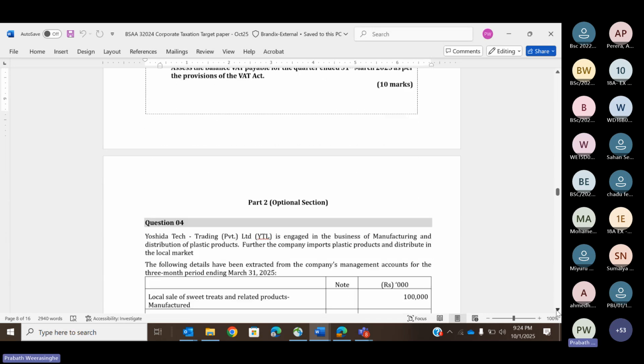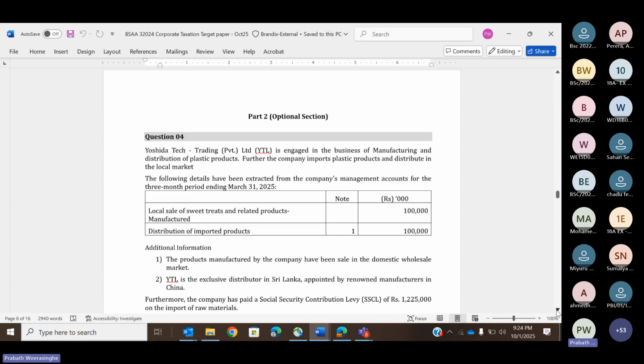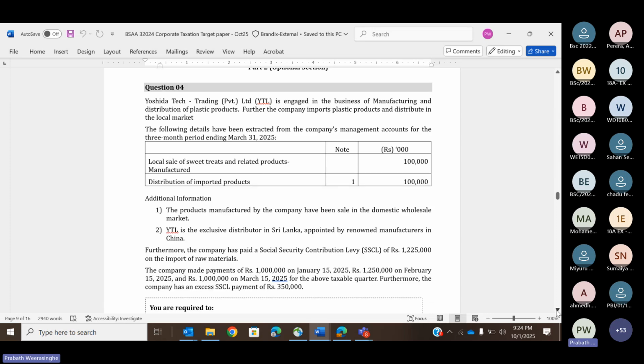Right, next question is SSCL, right? So I mentioned the liability of SSCL. In this question the company is a manufacturing company and they are also distributing some product. It's only two items they are giving. In the case of manufacturing, 85% of the sales is the relevant turnover for SSCL. And for the distributor, we have to check what that distributor is.